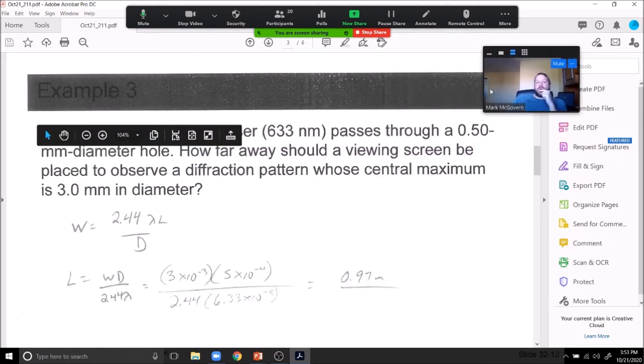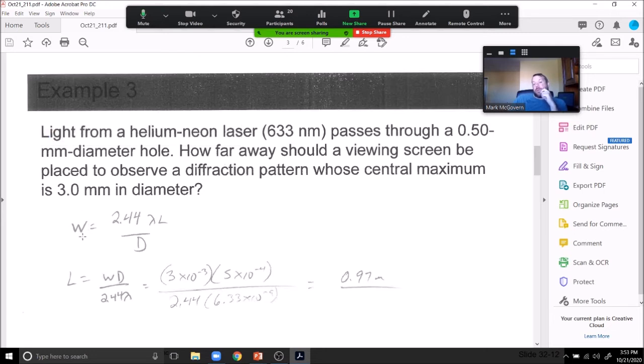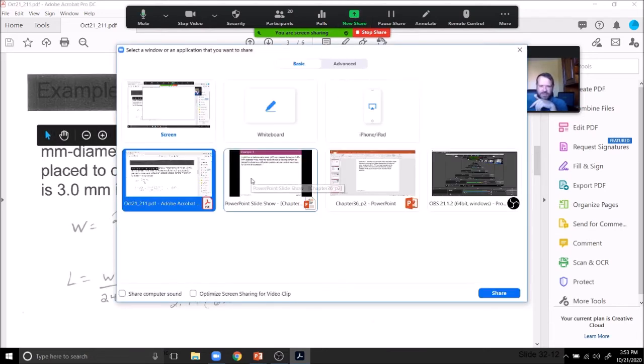So we're told that the central maximum is 3 millimeters in diameter. All right. So that's our W here, and so we have our 2.44 lambda L over D, and what we're going to want to do here is, I think I skipped a step. Hold on.